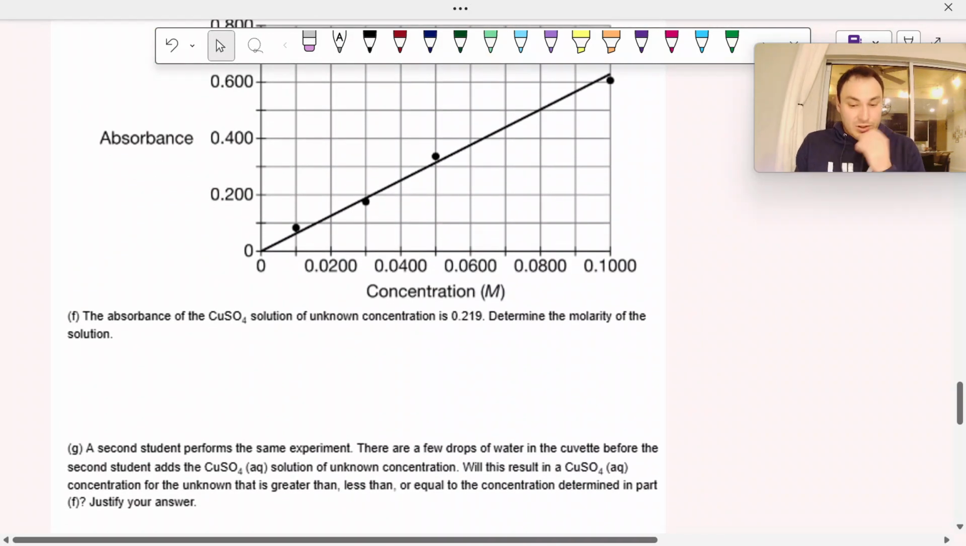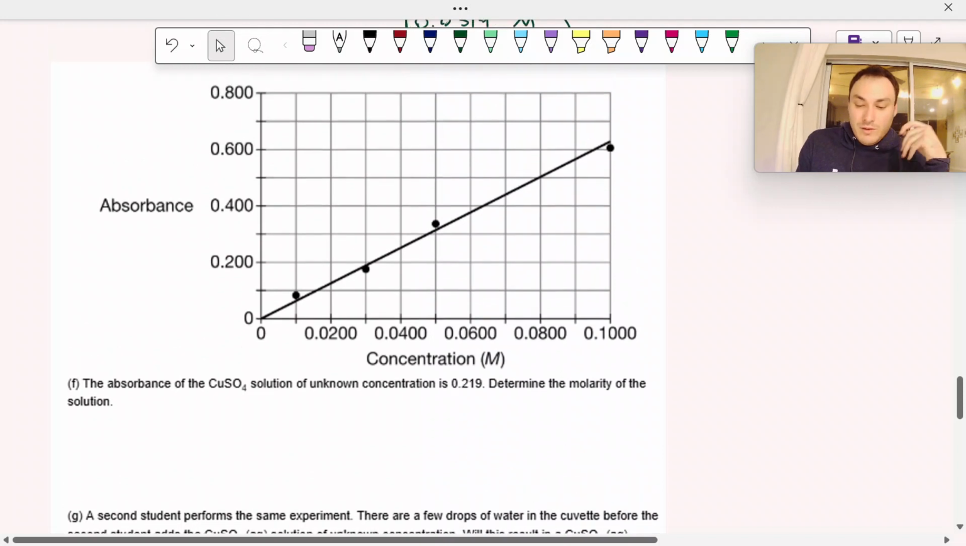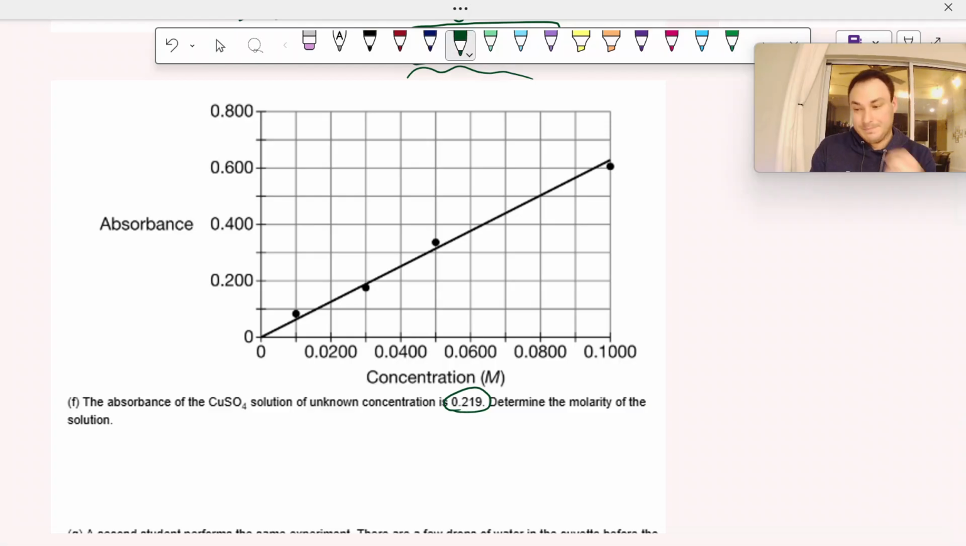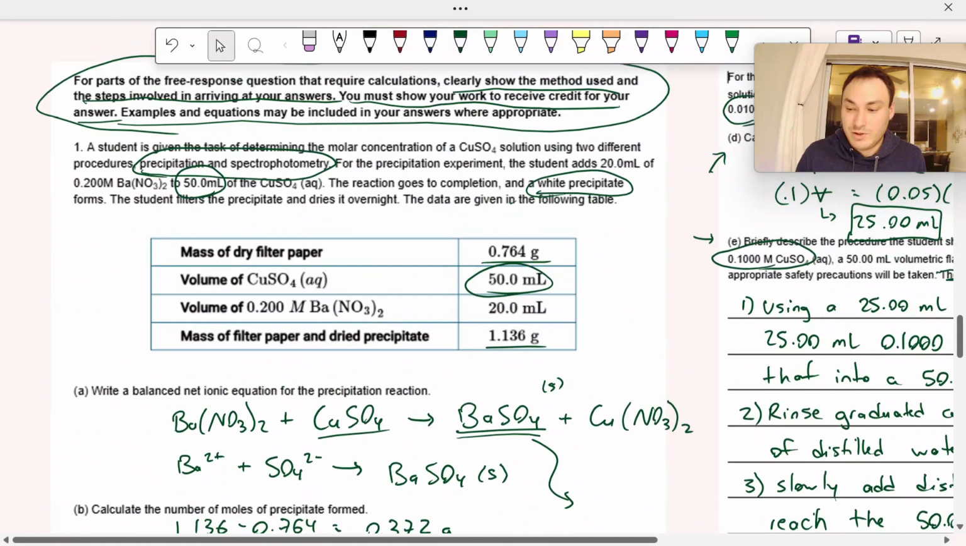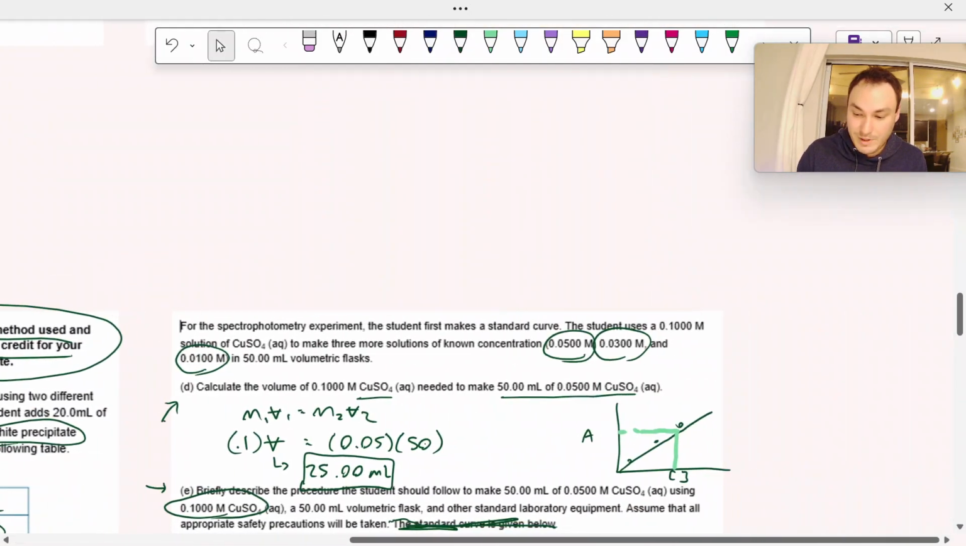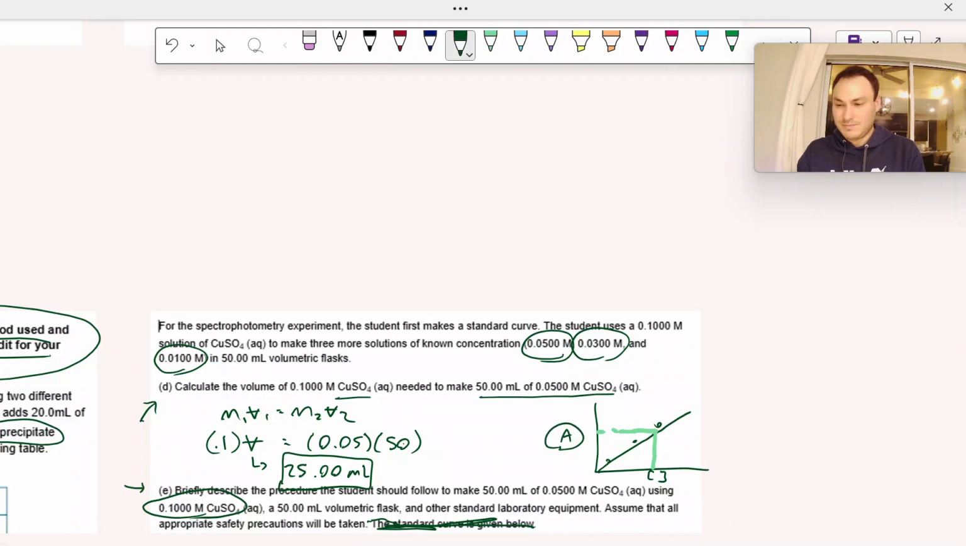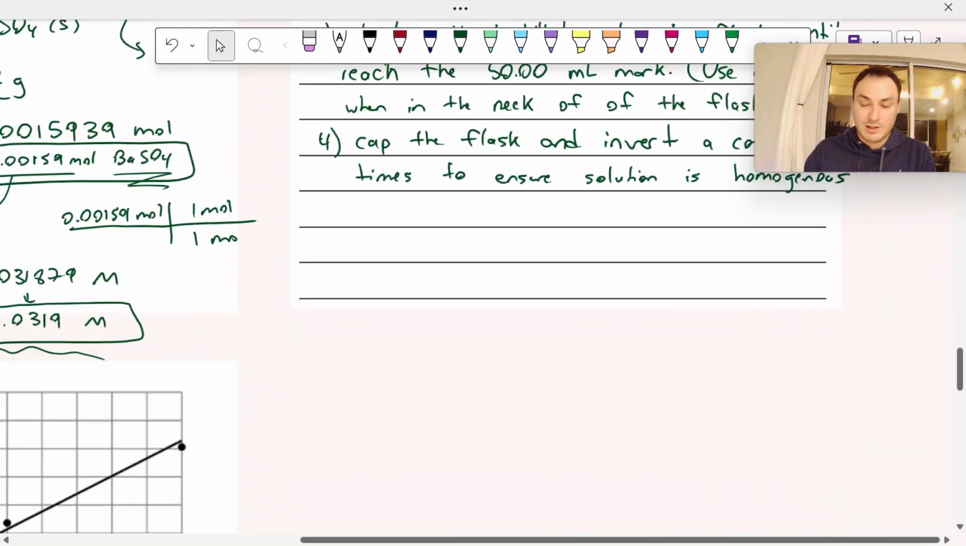The absorbance for the copper(II) sulfate solution of unknown concentration is 0.219. Determine the molarity of the solution. Okay, so when we do spectrophotometry, we've reached the point where we've plugged in the unknown concentration and we're getting an absorbance, and we're going to match that up to a concentration.